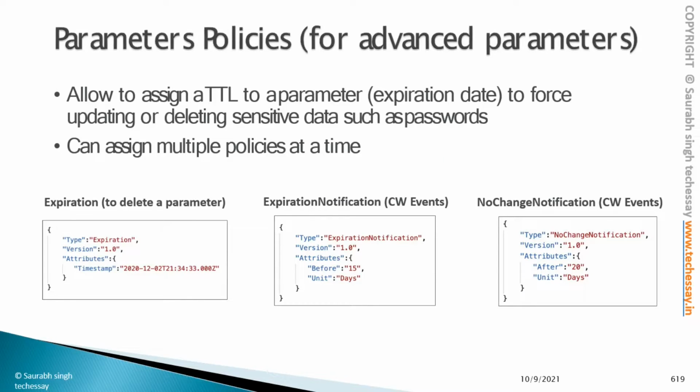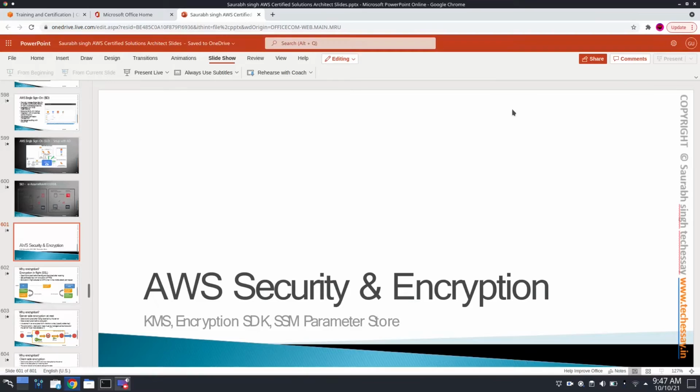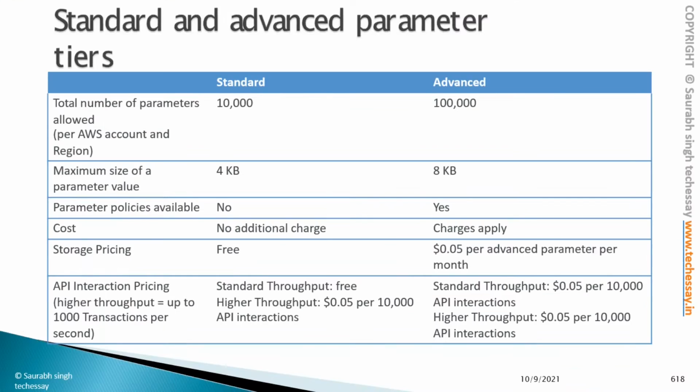Let's talk about standard and advanced parameter tiers. Here is the total number of parameters allowed: in standard we have 10,000, whereas in advanced 100,000 parameters are allowed. The maximum size of a parameter value is 4 KB in standard, whereas in advanced it is 8 KB. For parameter policies, in standard there is no parameter policy available, but in advanced parameter policies are available.